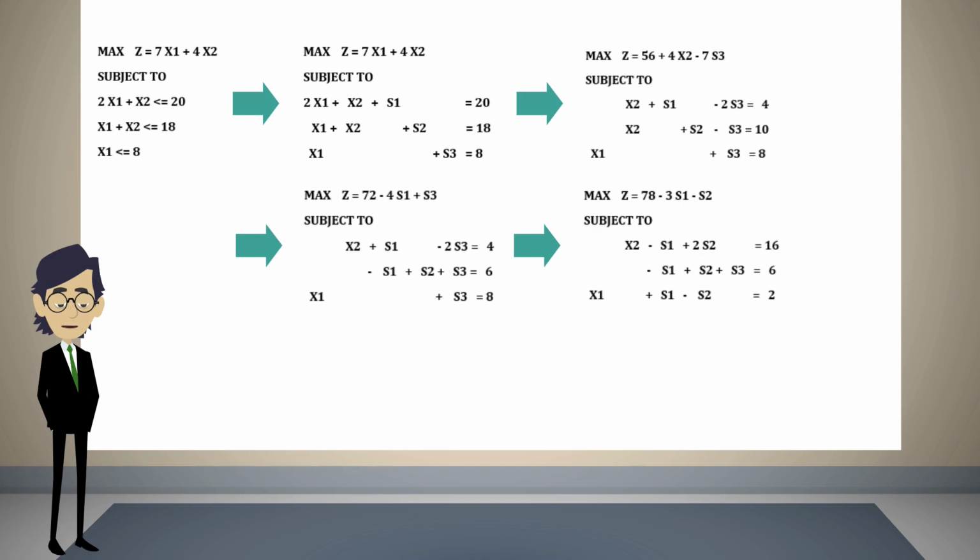If you observe the computations we have made, you will realize that in the first iteration the value of x1 was 0, the value of x2 was 0, and the value of z was also 0. In the second iteration, x1 is equal to 8, x2 is equal to 0, and z is equal to 56. In the third iteration, x1 is equal to 8, x2 is equal to 4, and z is equal to 72. In the last iteration, x1 is 2, x2 is 16, and z is equal to 78.